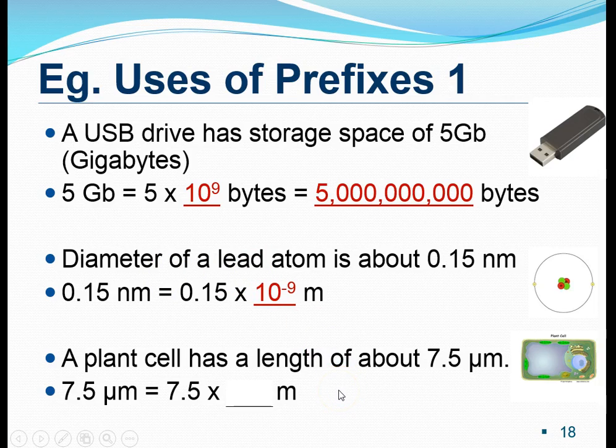Example number 3. A plant cell has a length of about 7.5 micrometers. This symbol represents micro. So 7.5 micrometers can also be written in terms of 10 to the power. So this is 7.5 times 10 to the power, if you remember, micro represents 10 to the power of minus 6 meters.